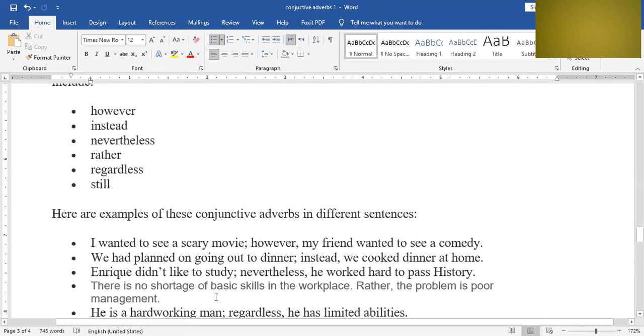There is no shortage of basic skills in this workplace. It means the workers in this workplace are good. There's no shortage of basic skills in this workplace. Rather, the problem is poor management. Okay, the problem is the opposite of shortage of skills, that the problem is poor management.